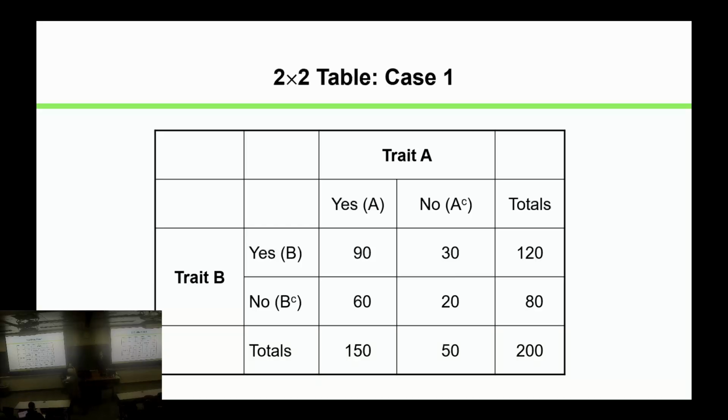Any other numbers in this table that add up to the same marginal totals, we're going to get non-independence. Well, it's not necessarily coincidence. But that's what would have to happen for us to get independence. Okay?